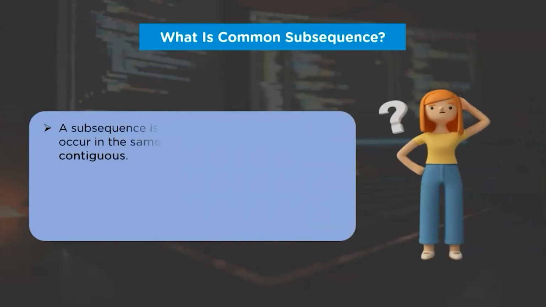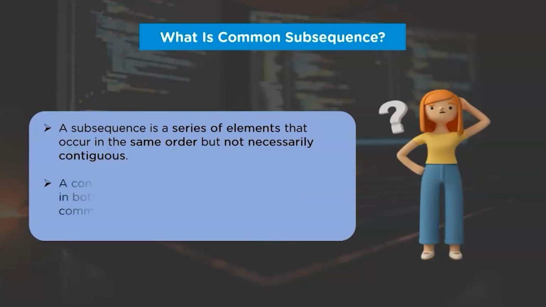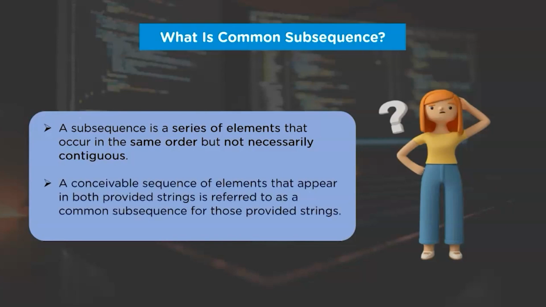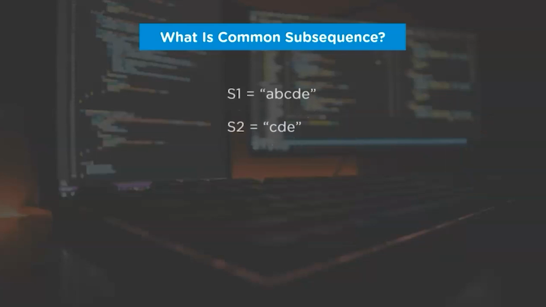The term longest common subsequence clearly directs us towards some sort of relation between two sequences. A sequence is nothing but a series of elements that occurs in the same order but are not necessarily contiguous. From this definition, we can say that the longest common subsequence will be the longest sequence that both given strings will contain. To understand it more clearly, let's have a look at an example.